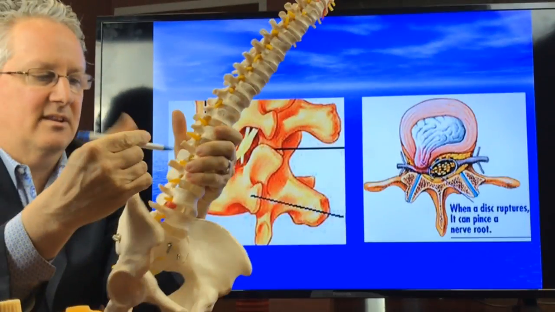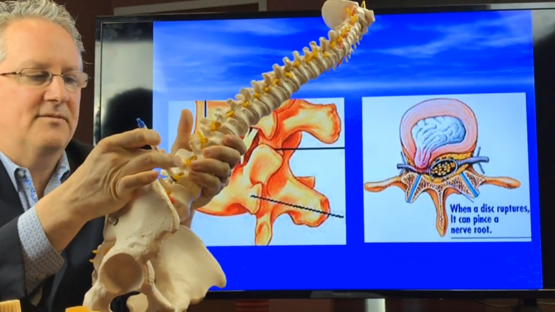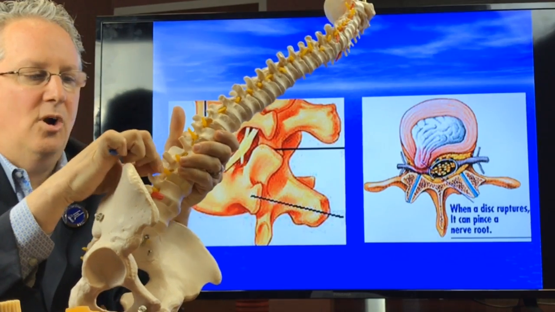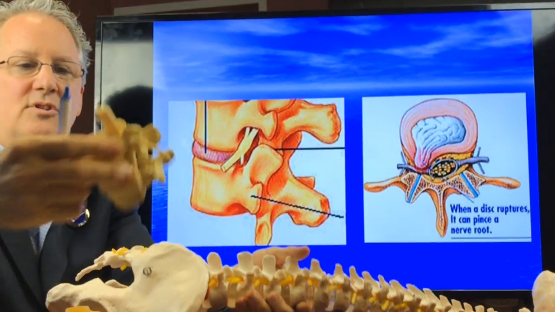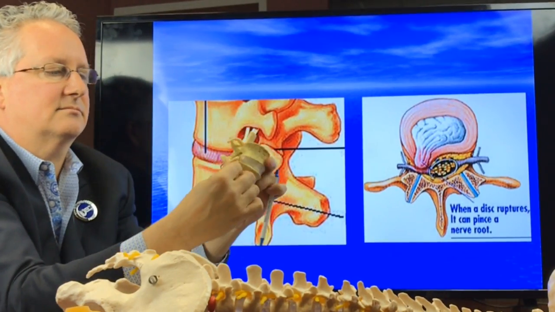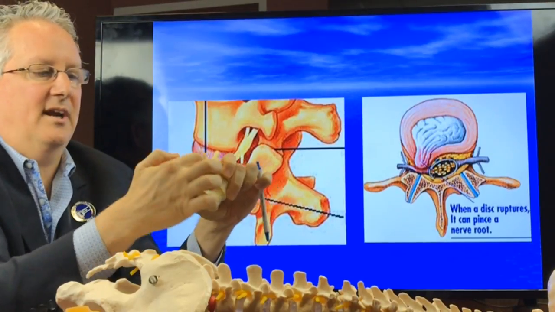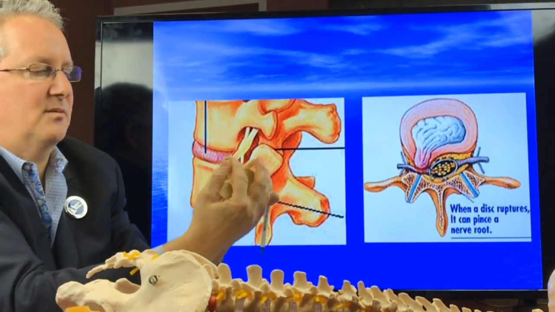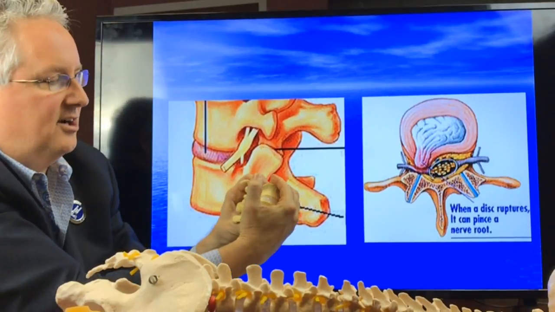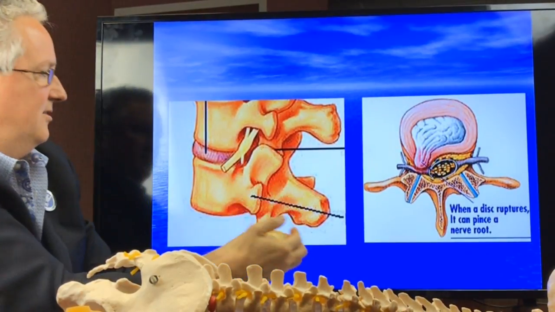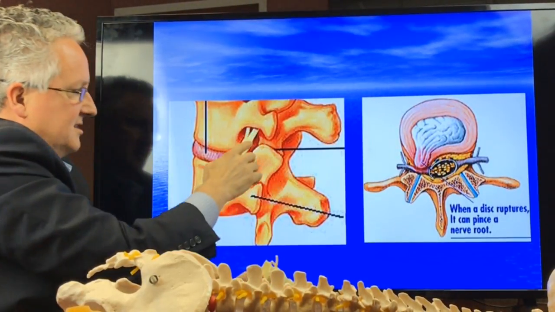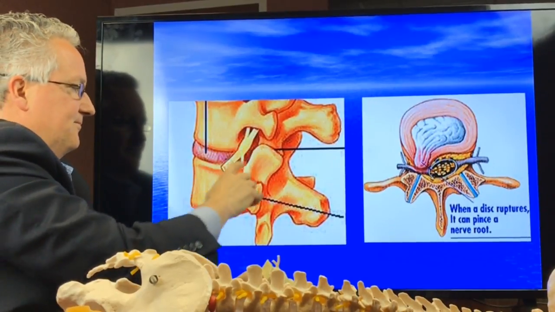Okay, we talked about the little nerves coming off the spine through the opening. Well, the nerves, as they come through the opening, maybe you can see it here, through the opening here, if the disc pushes out and starts to herniate, it's going to start to pinch that nerve. So as that disc pushes out, it's going to pinch the nerve right here.